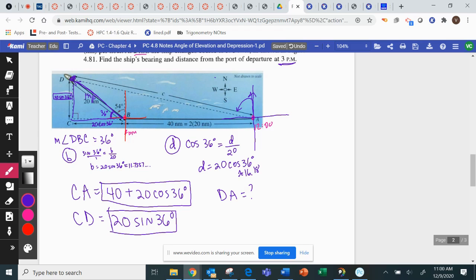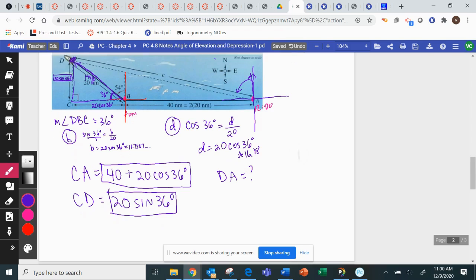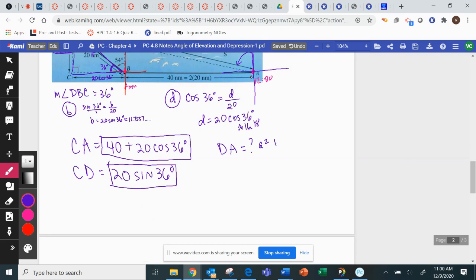Pythagorean theorem, perfect. So we have two sides of a right triangle. Let's do a squared plus b squared equals c squared. So I'm going to use my calculator: 40 plus 20 cosine 36 squared plus 20 sine 36 degrees squared. And then I'm going to take the square root of that so I can solve for the little c.